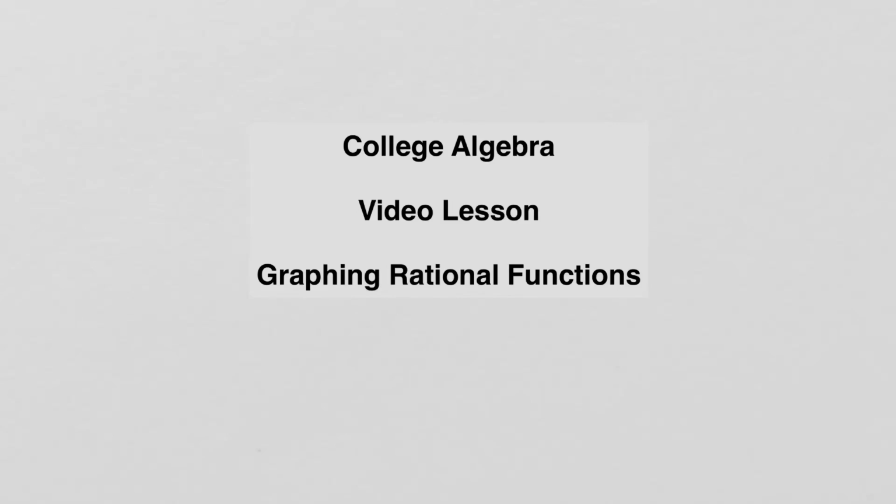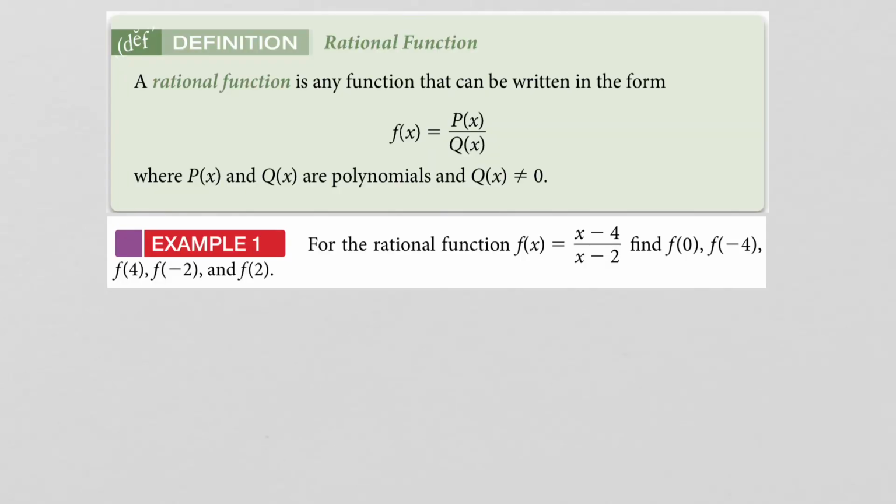Graphing rational functions. A rational function is any function that can be written in the form f of x equals p of x divided by q of x, where p of x and q of x are polynomials, and of course q of x cannot be equal to 0.